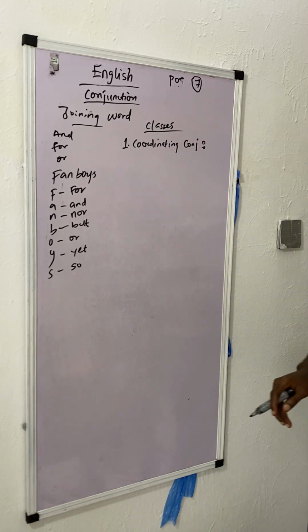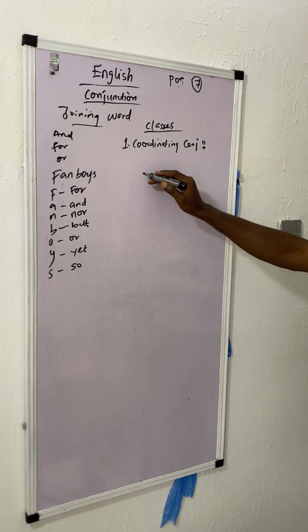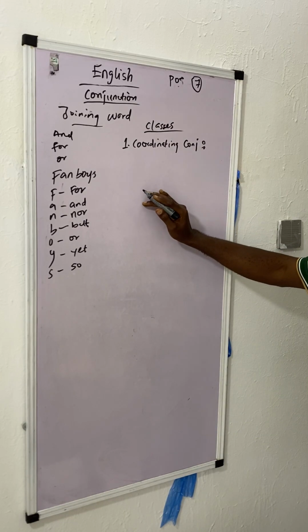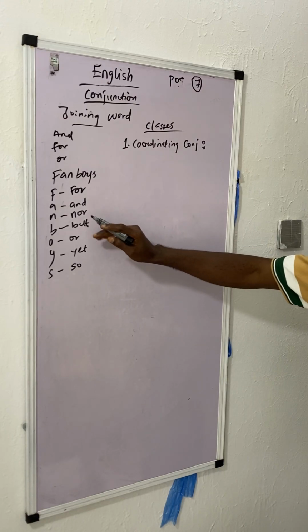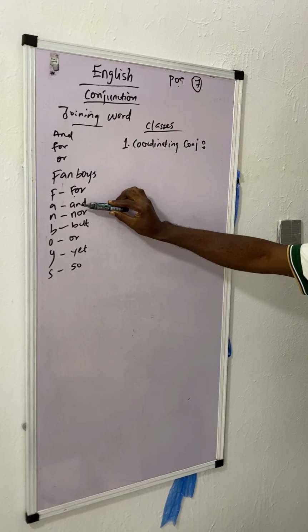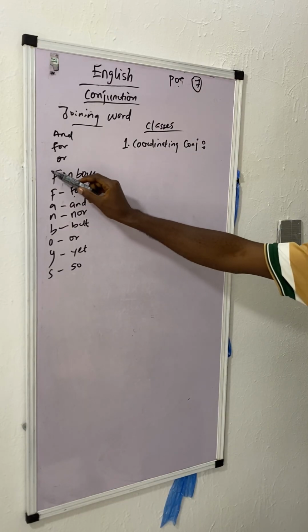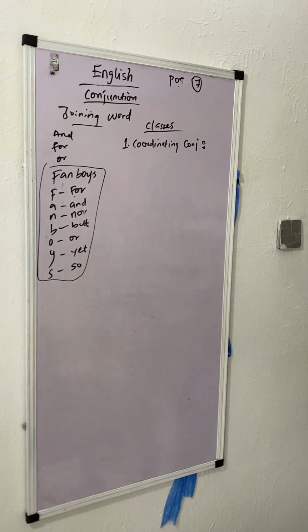For example, it joins two nouns together. Examples include for, and, nor, but, or, yet, so. All the coordinating conjunctions. So use these FANBOYS to remember coordinating conjunctions: for, and, nor, but, or, yet, so. So this FANBOYS is the what? Coordinating conjunction. Don't forget that.